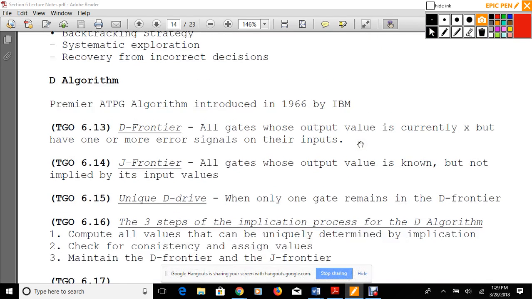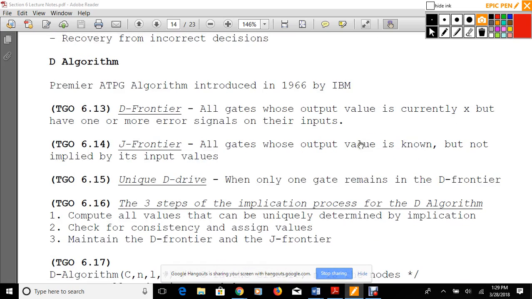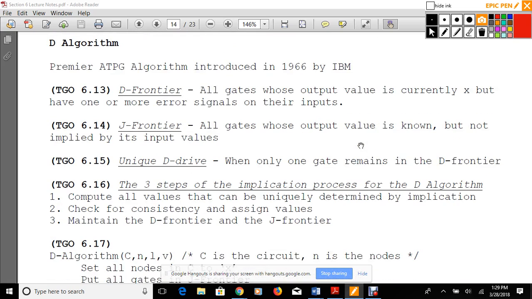Okay, so in order to understand the whole algorithm, we have to define 3 different terms, and then there are 3 steps of this implication process. So the first one, as we're defining it, is the D frontier. Okay? So the D frontier are all gates in a circuit whose output value is currently X.